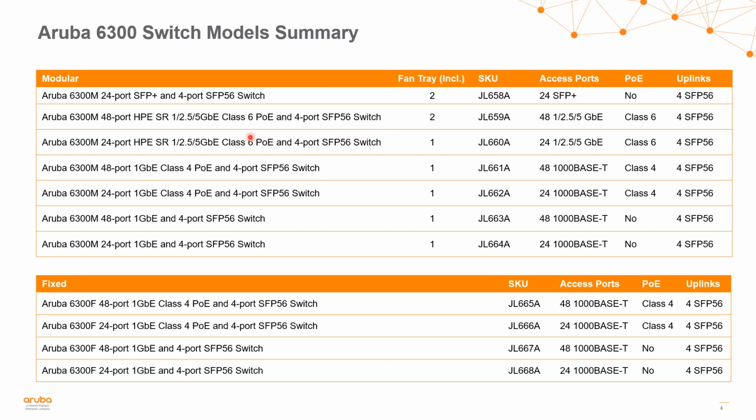And then right above those we have our class 6 smart rate models, which support 24 ports of 1, 2.5, and 5 gigabit smart rate ports that can support class 6 PoE. And then we have a 48 port model that can support 1, 2.5, 5 gig class 6 PoE ports also. And then finally at the very top we have a 24 port SFP+ aggregator switch, and this one again includes the 4 SFP56 uplink ports.